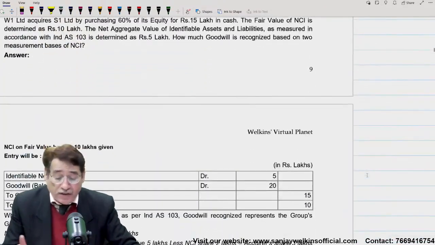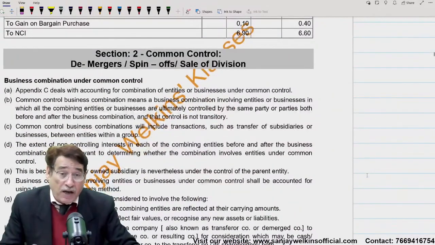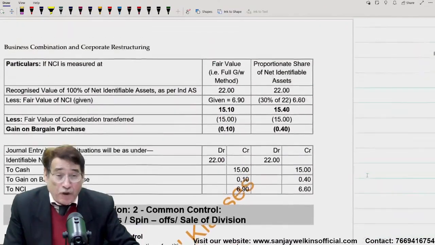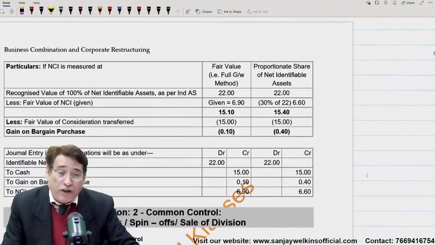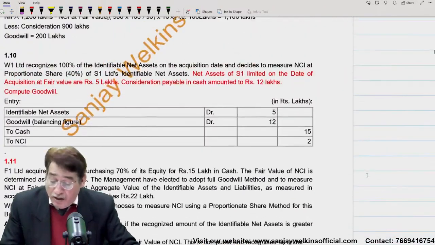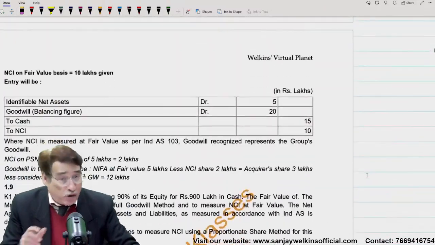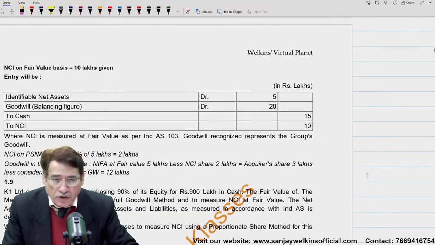Of course, I will finish these questions also, and then we will move over to the next topic, that is common control, demerger, spin-offs or sale of division. That is the point I just wanted to tell. I'm refraining myself from moving over to the other idea. Those among you who have got the notes, try to do the remaining question, although I'm going to do it in the next session, correct?